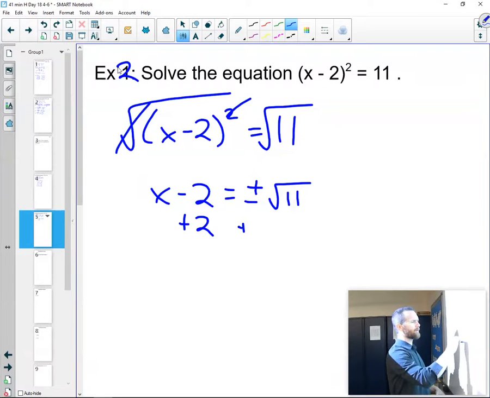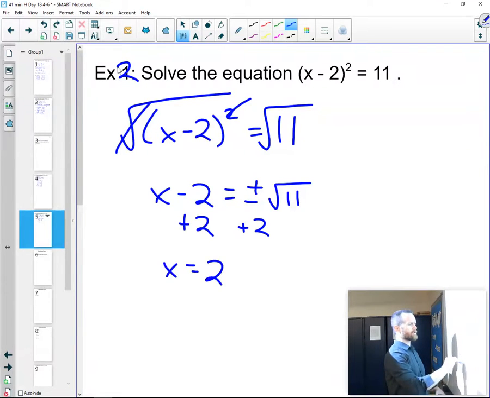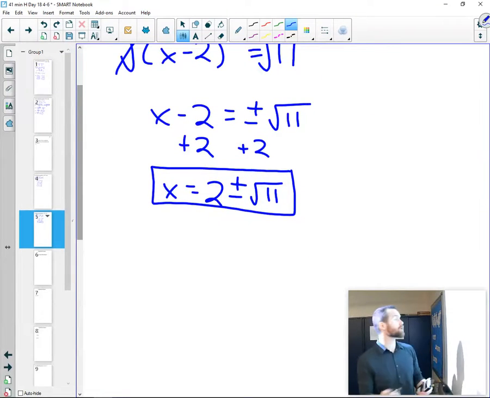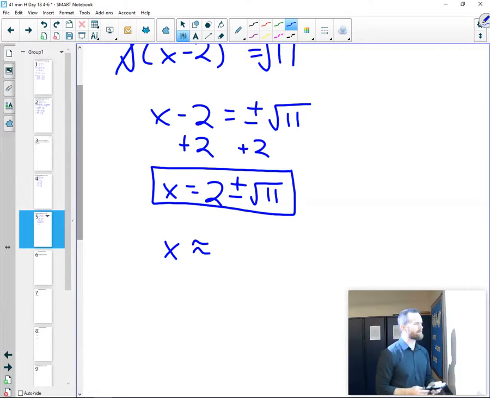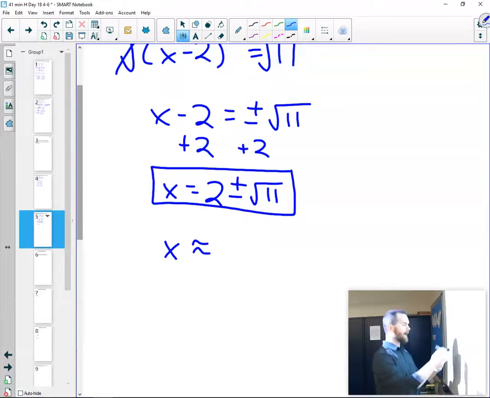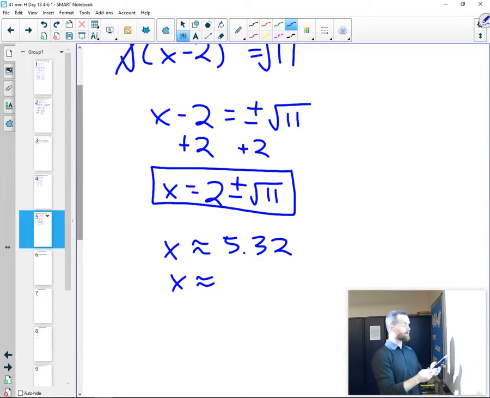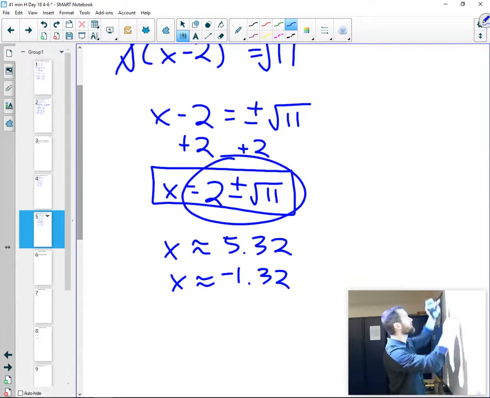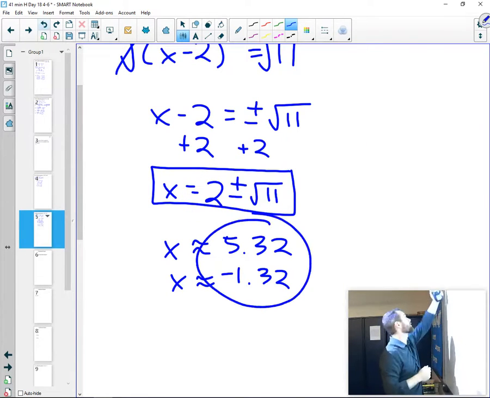Then we would add 2 to both sides, and we would get x equals 2 plus or minus the square root of 11. Now, this is how we can leave it as an exact answer. But if you wanted to use a calculator to get a decimal approximation, let's practice that as well. So in my calculator, I'm going to hit 2 plus second square root 11, and I got 5.32 it rounds to. And then if we subtract, that would be 2 minus the second square root of 11, that's negative 1.316, so it rounds to negative 1.32. So there's our answer as an exact number and as a decimal approximation.